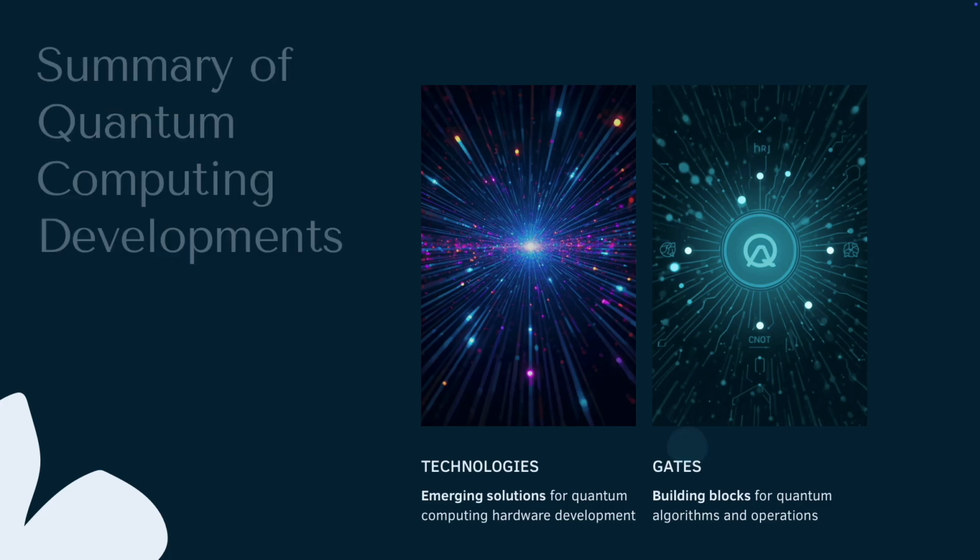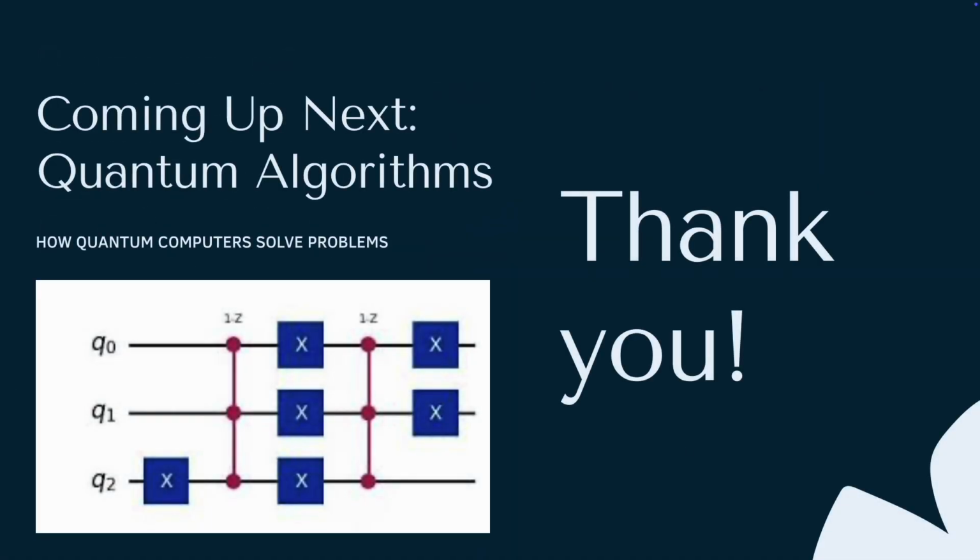In our next video, we'll take the next step: how quantum computers actually solve problems. We'll explore algorithms like Grover's and Shor's that use the power of quantum mechanics to do things classical computers could never do. Stay tuned, it's going to be a fun one.